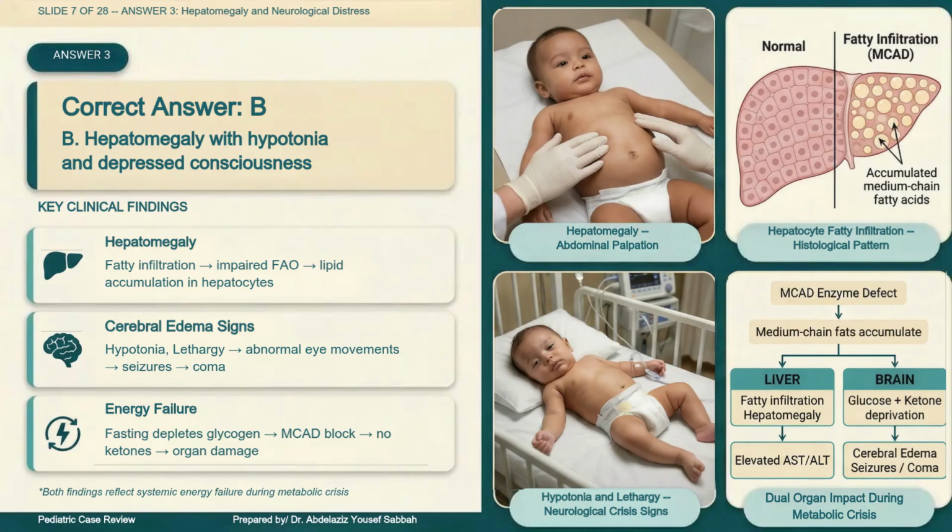Hepatomegaly develops because impaired fatty acid oxidation causes lipid accumulation in hepatocytes, leading to fatty infiltration of the liver. Cerebral edema signs include hypotonia, lethargy, abnormal eye movements, which can progress to seizures and coma. These findings reflect systemic energy failure during the crisis. Fasting depletes glycogen. The enzyme block prevents fat oxidation, no ketones are produced, and organ damage follows. Elevated liver transaminases are also commonly seen. The combination of hepatomegaly and encephalopathy in a young child with hypoglycemia and absent ketones should immediately raise suspicion for a fatty acid oxidation disorder.